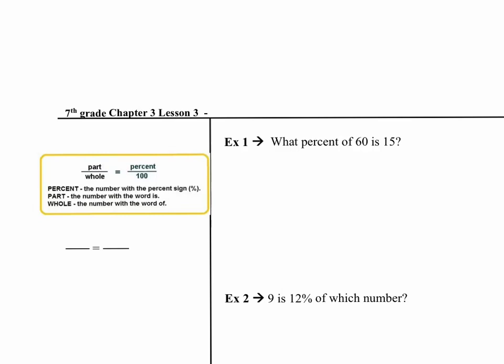7th grade, Chapter 3, Lesson 3, the percent proportion.